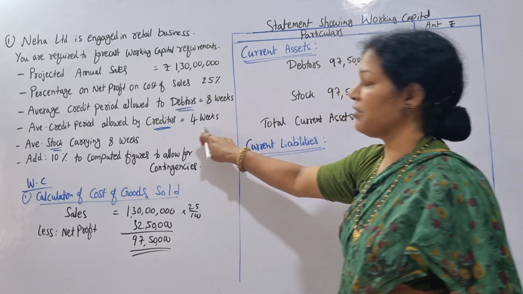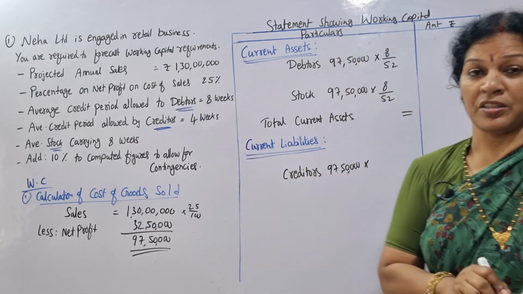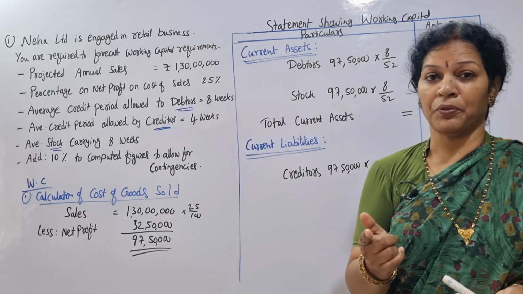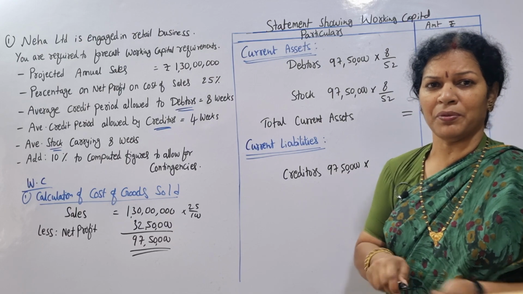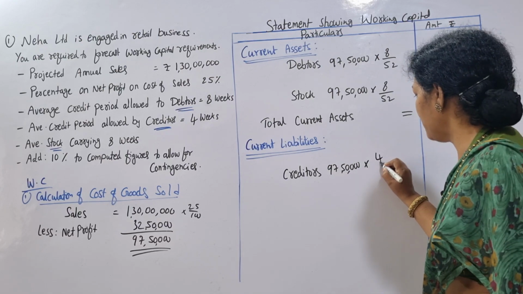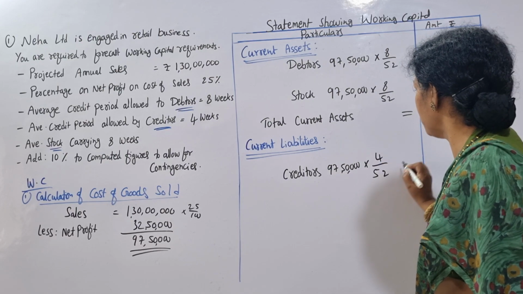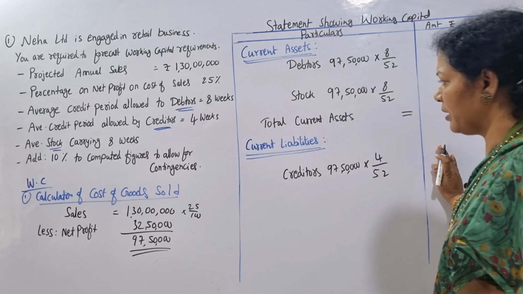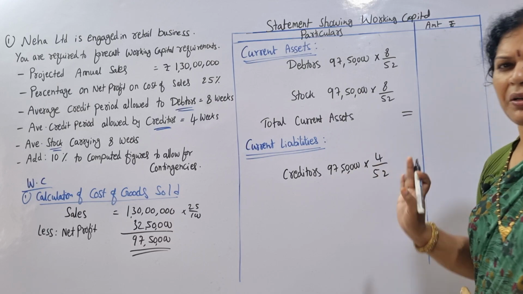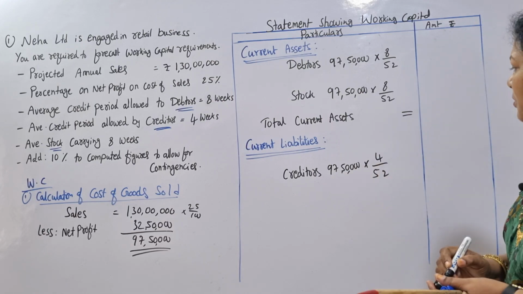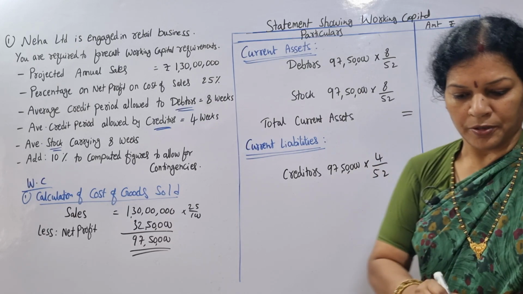Creditors is 4 weeks. Period is 4 weeks, means after 4 weeks we have to pay back. 4 weeks out of 52 weeks, 4 divided by 52. So you will be writing the current liabilities here. The current liabilities total is only one amount only. Okay, shall we do the calculations?